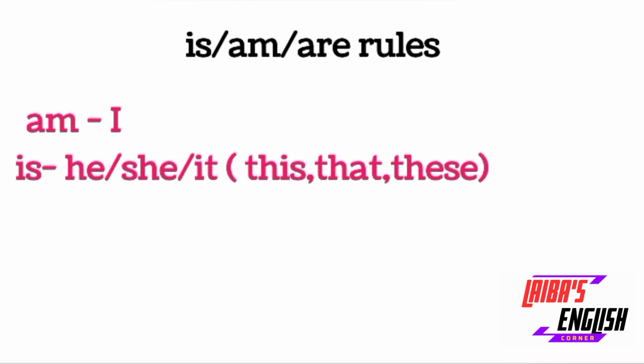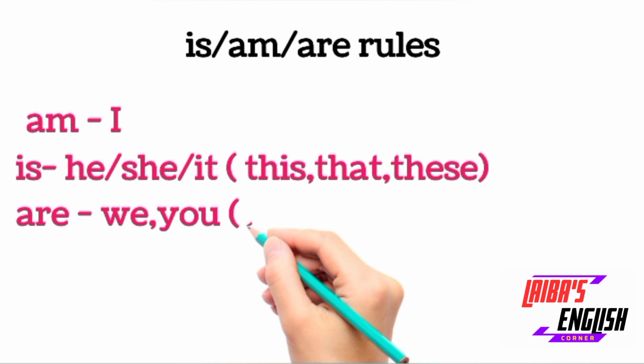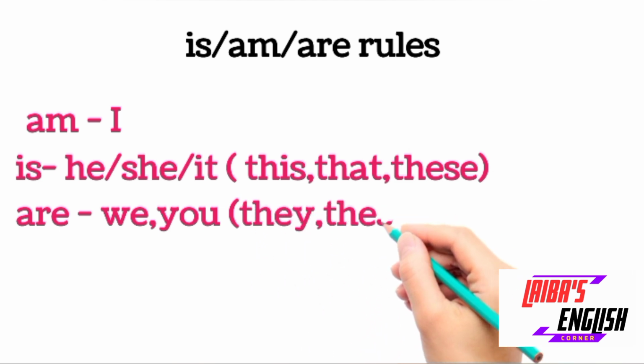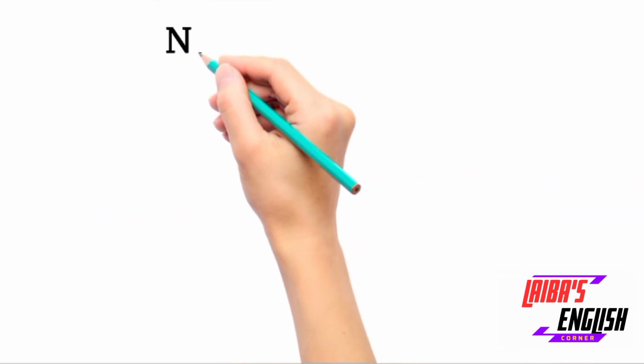In present continuous tense, whenever we use is, the subject should be singular like he, she or it. Along with it, this and that, whenever they are used as a subject, we will also use is. And the third helping verb is are, so we are going to use are with we, you, they, these and those. For example, they are watching the TV. These shirts are mine. Those boxes are yours. In this way, we are going to use these helping verbs.